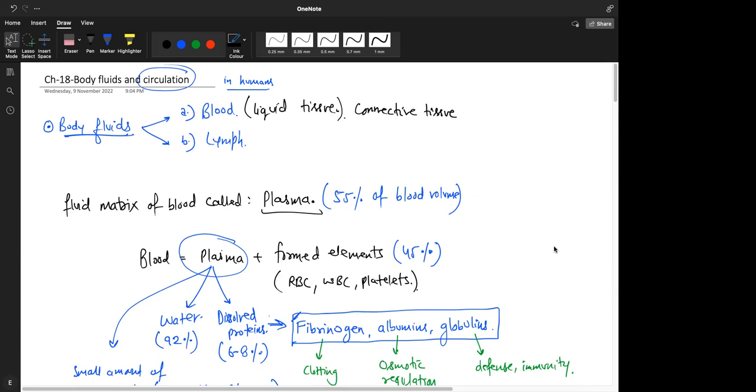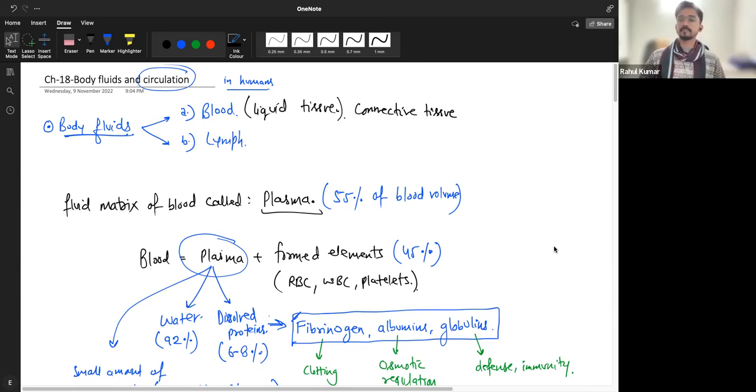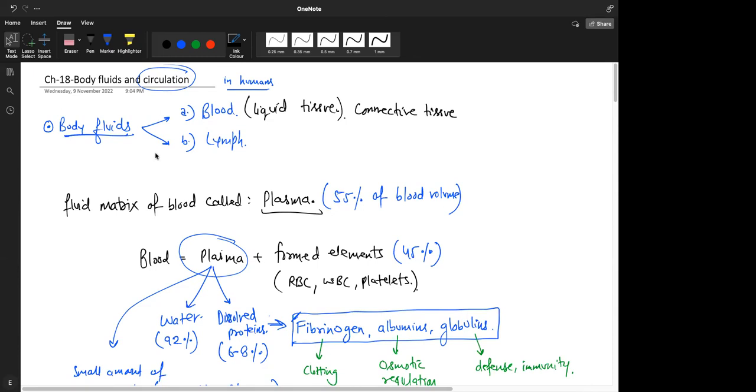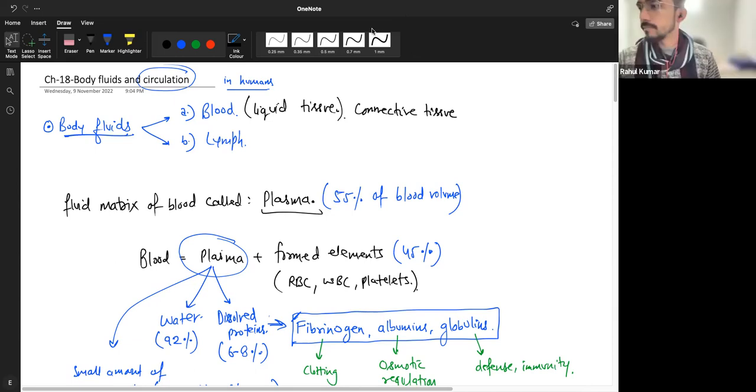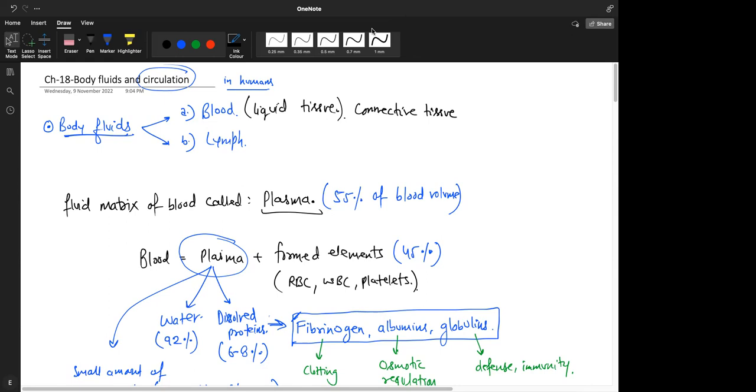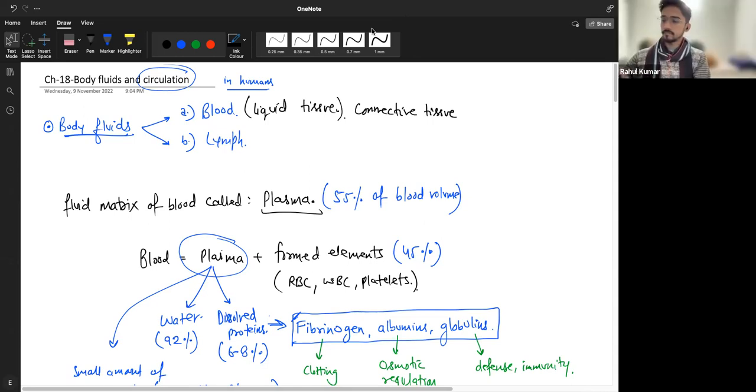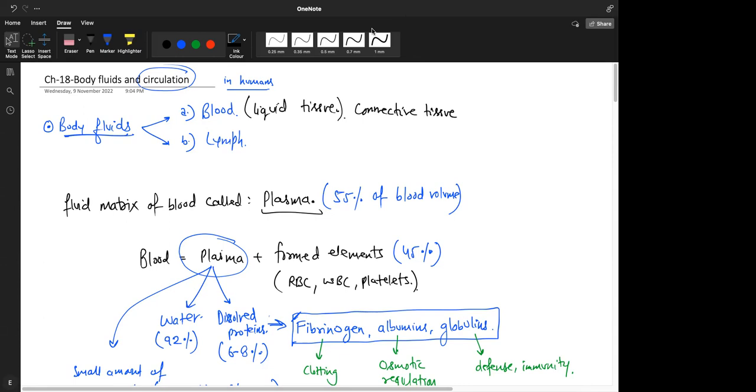So we have two types of body fluids, blood and lymph, and they basically circulate in our body to transport certain substances. So blood is a liquid tissue and a connective tissue, and it flows in closed vessels. Whereas lymph is present in tissues. Blood is also called a tissue because it has different types of cells that come together to form a common function. And the fluid matrix of blood is known as plasma. So blood consists of 55% plasma and 45% formed elements like WBC, RBC, and platelets.